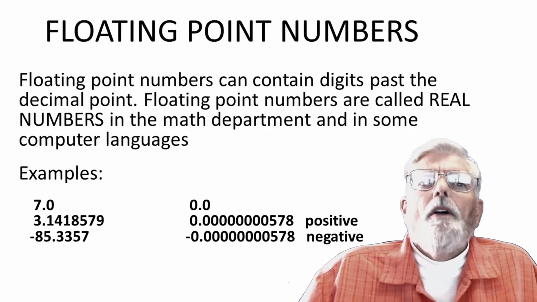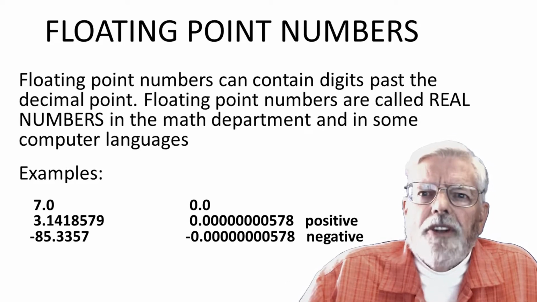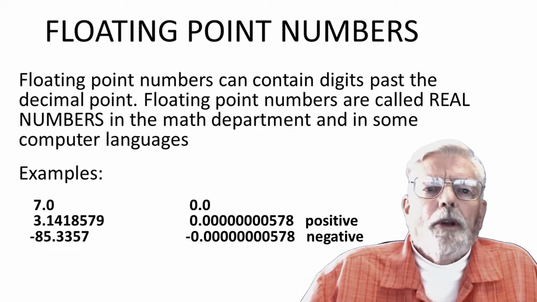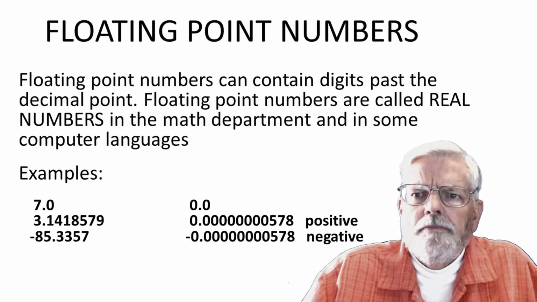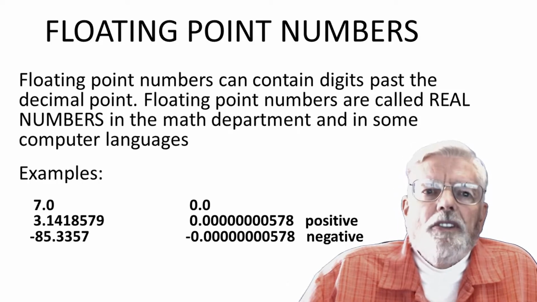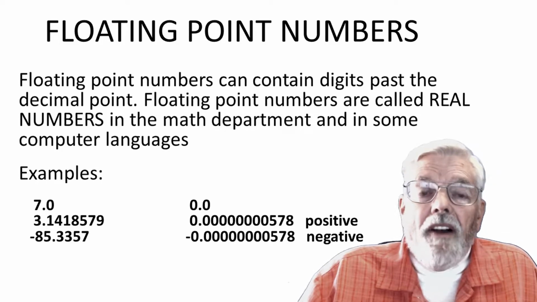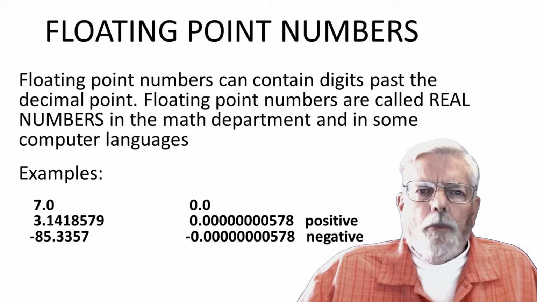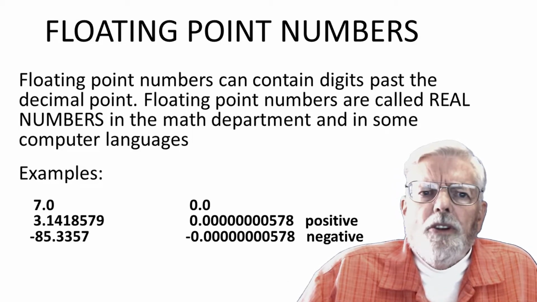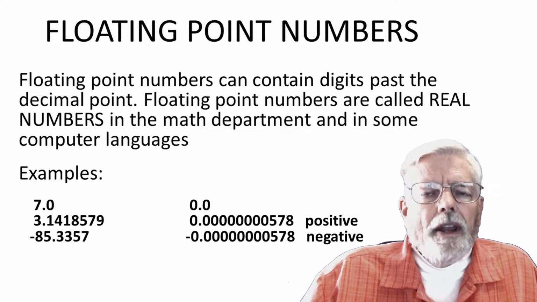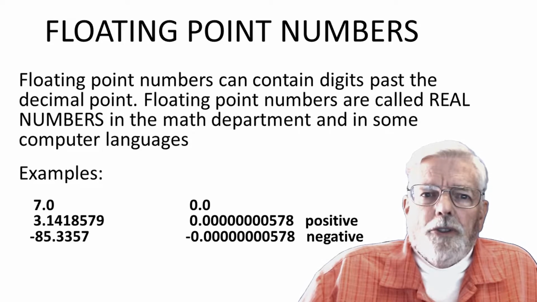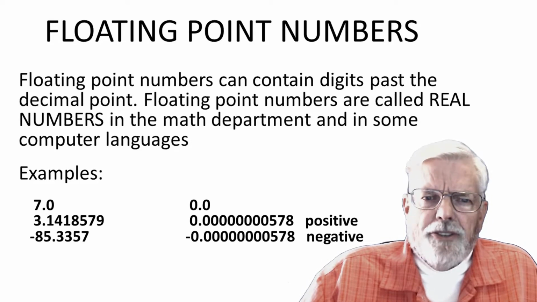I give up. Floating point numbers can contain digits past the decimal point. Floating point numbers are called real numbers in the math department and some computer languages. Examples: 7.0, 3.1418579, negative 85.3357, 0.0, 0.00000000578 is a positive value less than 1. Negative 0.00000000578 is a negative value less than 1.